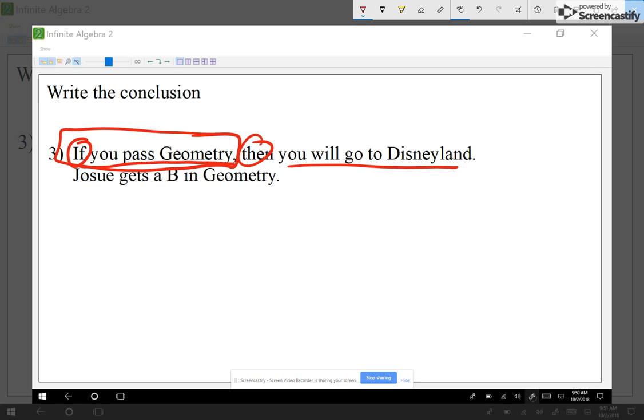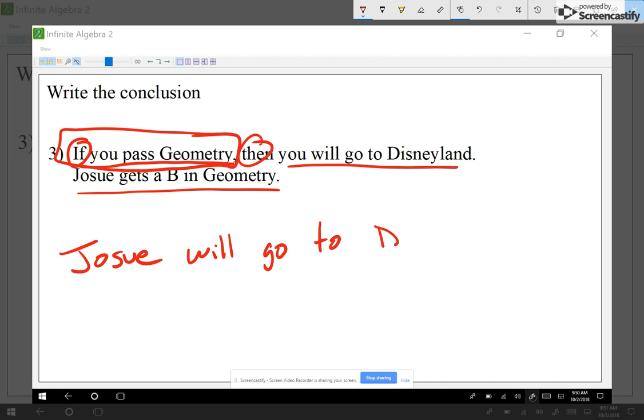Now, my second statement, I'm saying Josue gets a B in geometry. So that means he passed geometry. Now, the conclusion of this, I'm going to write Josue will go to Disneyland.